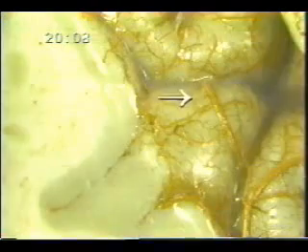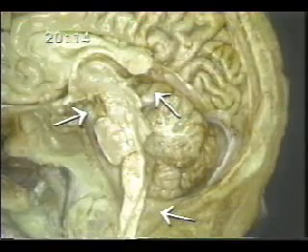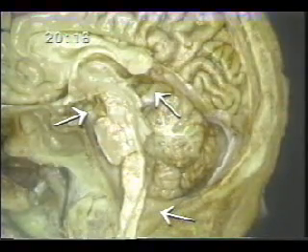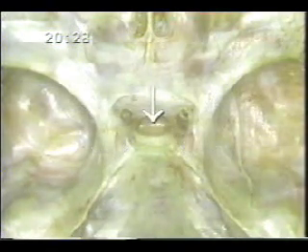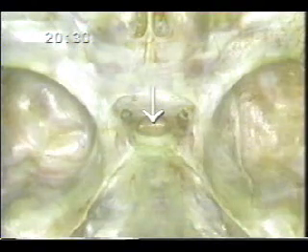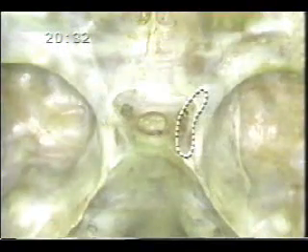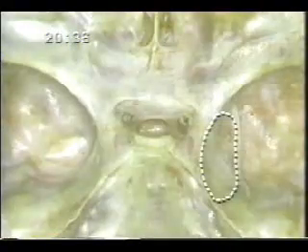Here's the arachnoid. Here's the pia. Here are the cisterns. Here are the clinoid processes and the pituitary fossa in the dry skull. Here are the same structures in a dissected specimen. Here's the site of the cavernous sinus and of the trigeminal cave.